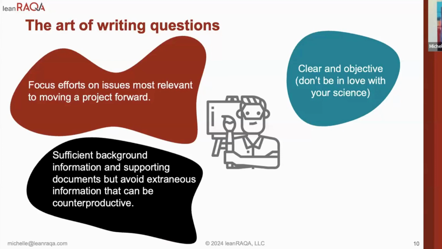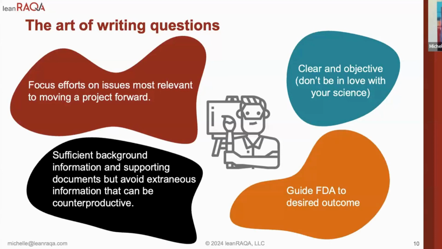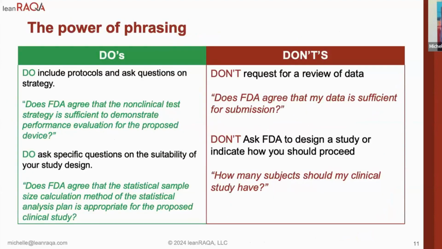You need sufficient background and information and supporting documents, and avoid the extraneous information that can be counterproductive, because it's easy to distract the FDA if you inundate them with information. And then your questions need to guide FDA to a desired outcome. So it all comes down to the power of phrasing, and there are ways that are most productive to ask questions. For example, if you include protocols and ask questions on strategy.